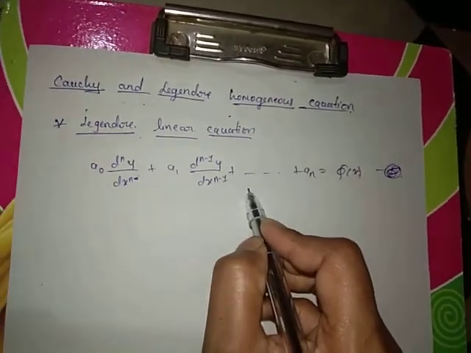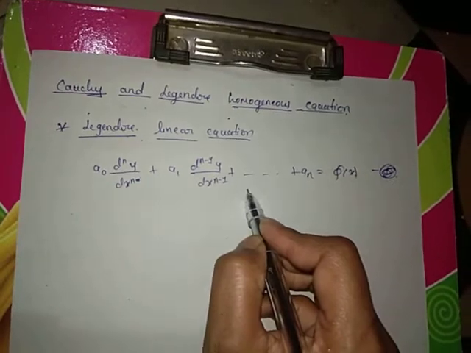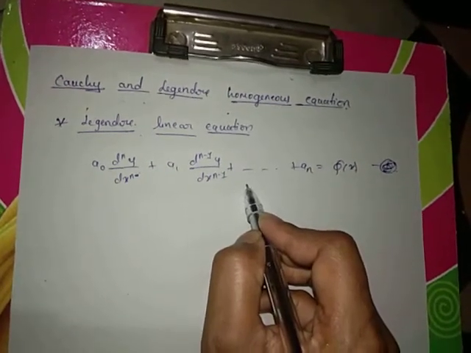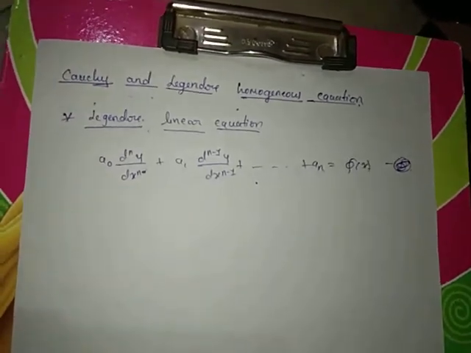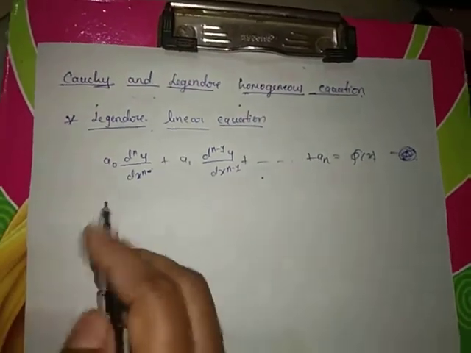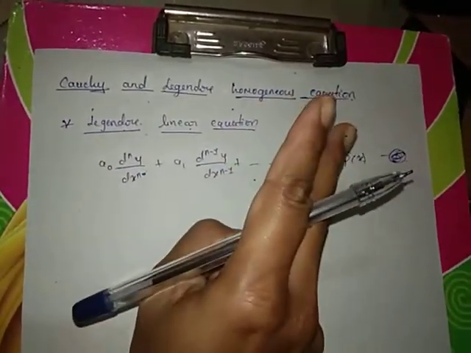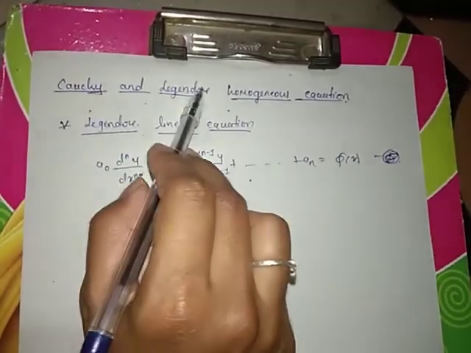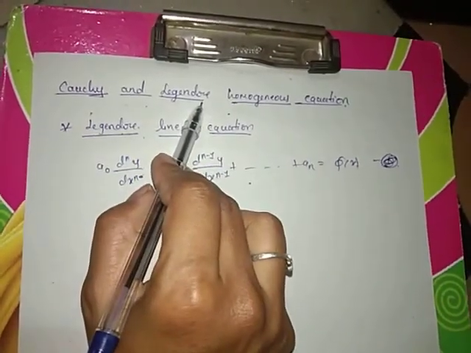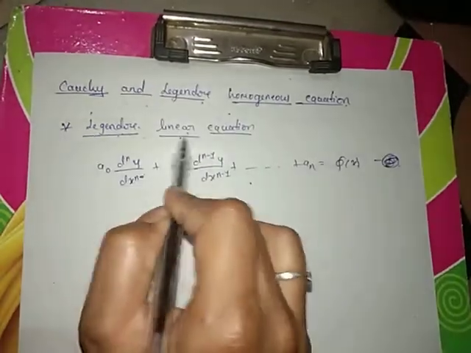Now we are discussing the differential equation that is not with constant coefficients. Here the coefficients will be variables. We have two standard forms, called Cauchy's and Legendre's. So which kind of equation is called a Legendre linear equation?